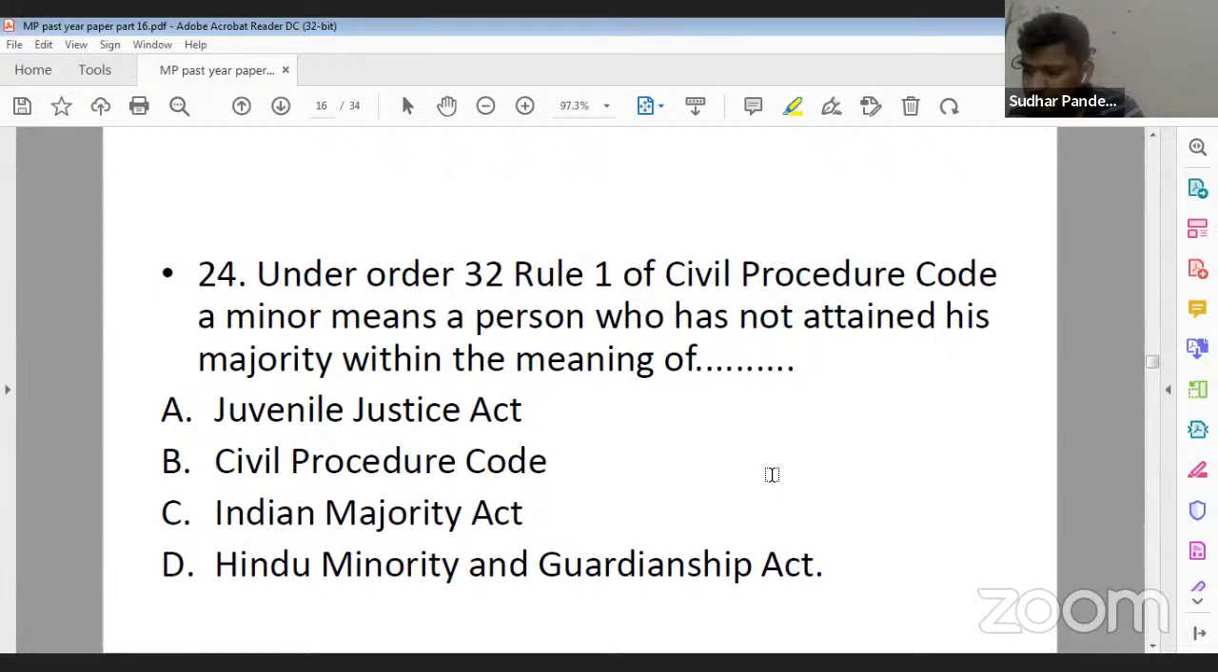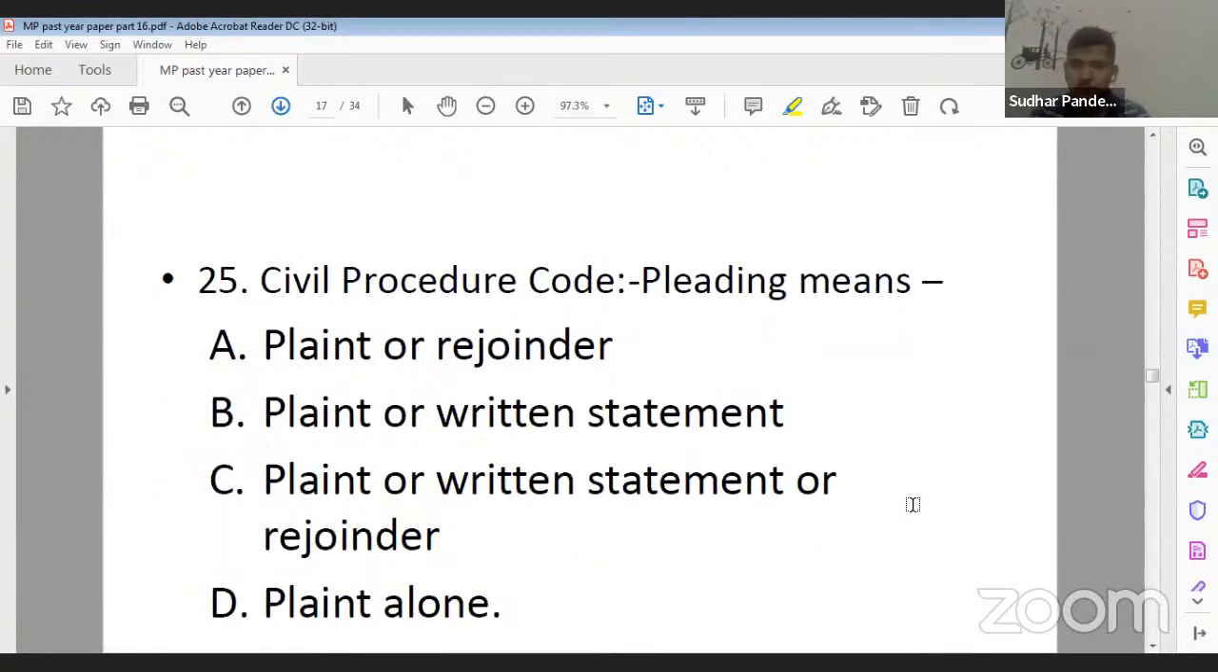A, but not sure, sir. 23, you are saying Varunji A. Yes, A is the correct answer for 23. Question number 24. Yes, Order 32 Rule 1 of C.P.C. में जो definition है minor का, that definition is taken from which act? So its correct answer will be C for Calcutta. That is Indian Majority Act. The definition is taken from Indian Majority Act. 24 का C is the correct answer. Very good, Varunji.